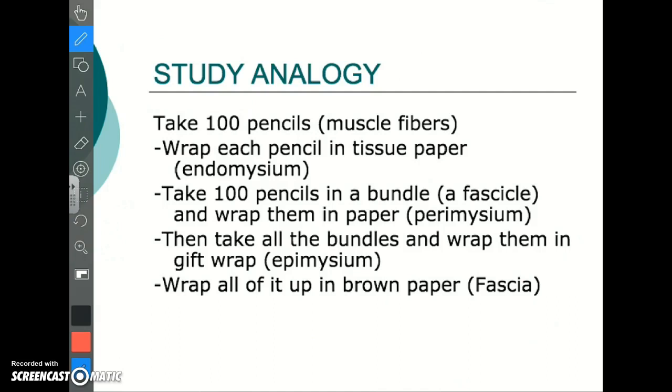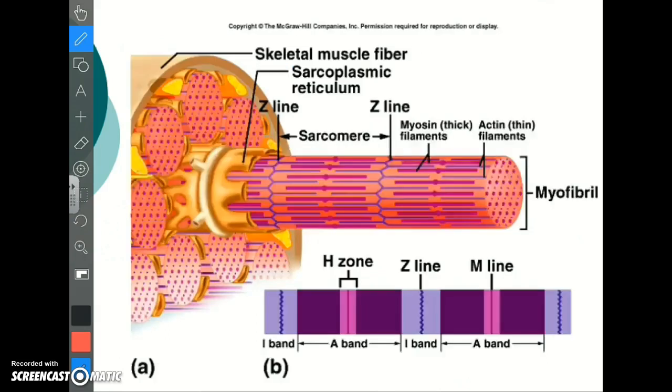That whole individual thing would be considered a bundle. So now if I have multiple bundles and I wrap another paper around it, that would be considered the epimysium. And I do one more paper around all of that, you would then have the fascia. So this is just a study analogy to make sure you understand it from superficial to deep. So it goes fascia, epi, peri, endo, and then we're in the myofibrils with the actin and myosin filaments.